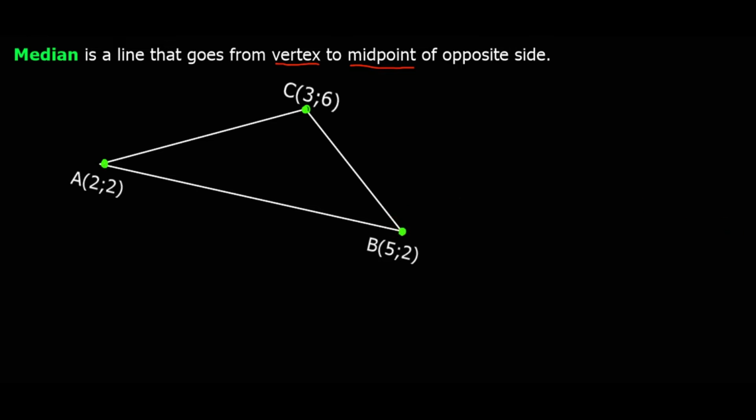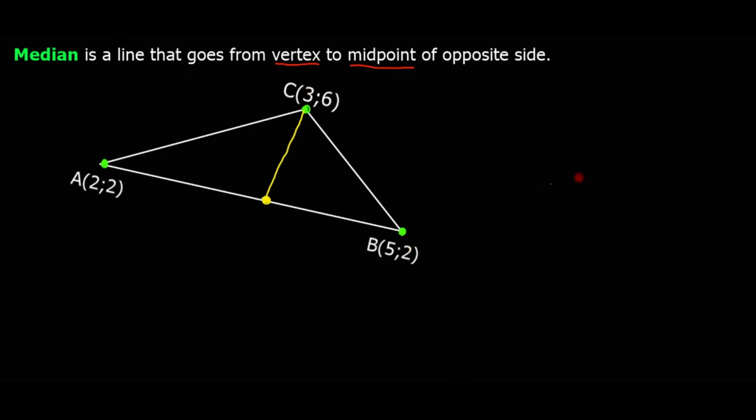Let's say the question says, find the equation of median C. Based on this definition, a median is a line that goes from a vertex to the midpoint of the opposite side. So if this is point C, the opposite side gives this line, and then this point is the midpoint of AB, the line opposite to that vertex.